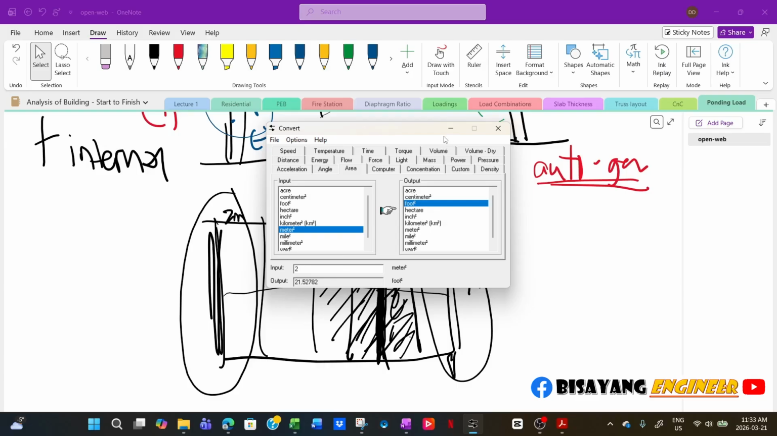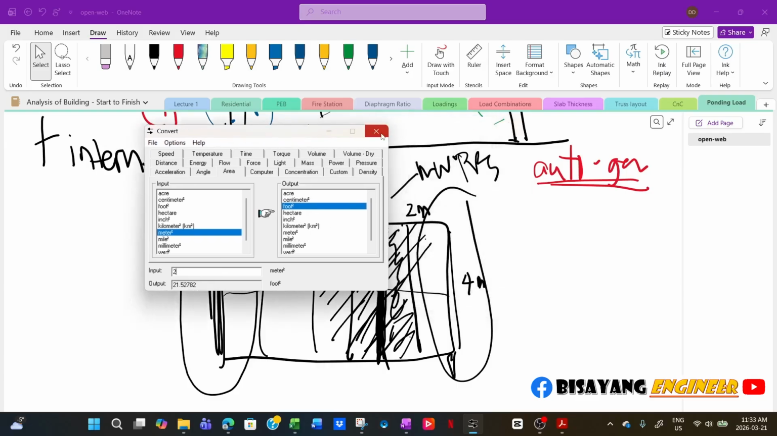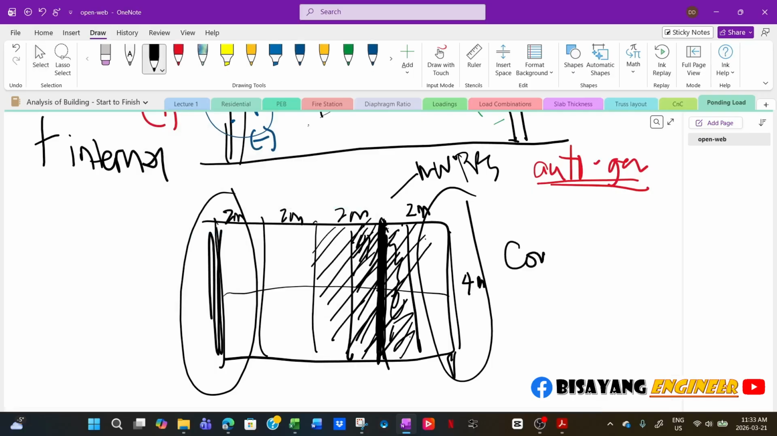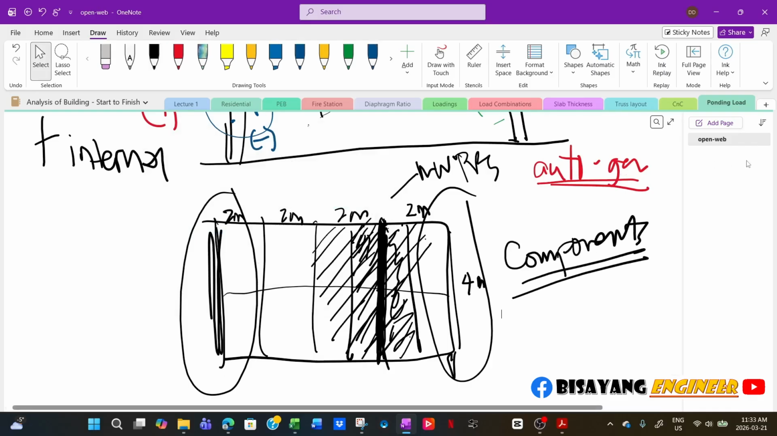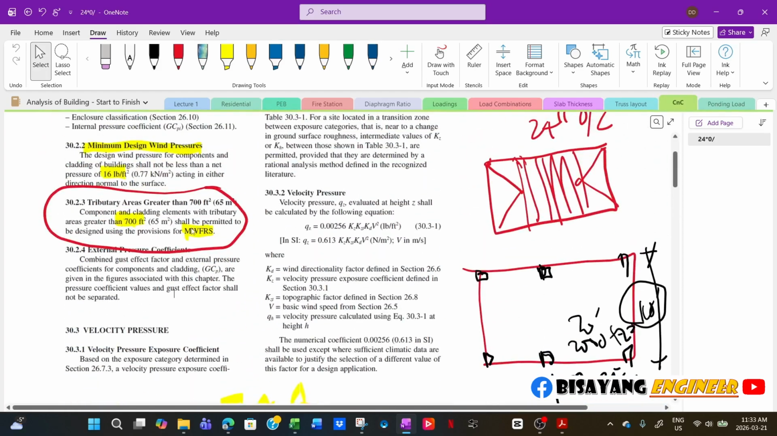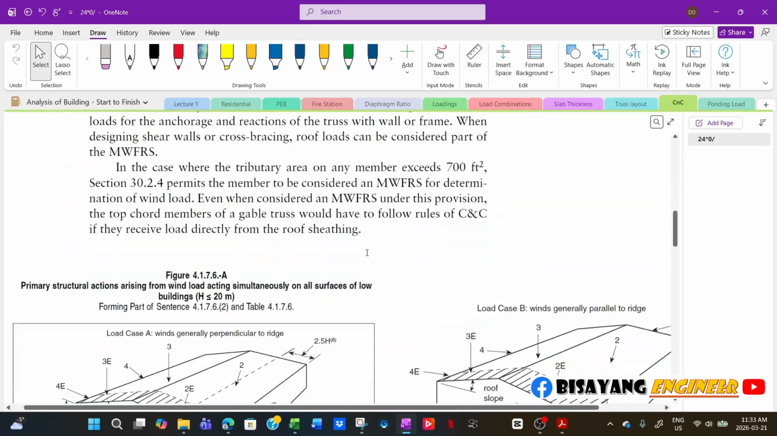So when you design the truss itself, then you have to use the components and cladding. Again, per code, the criteria is this one, 700 square feet. If your tributary area for that truss is greater than 700, then you are permitted to use the MWFRS, which gives you a smaller force.